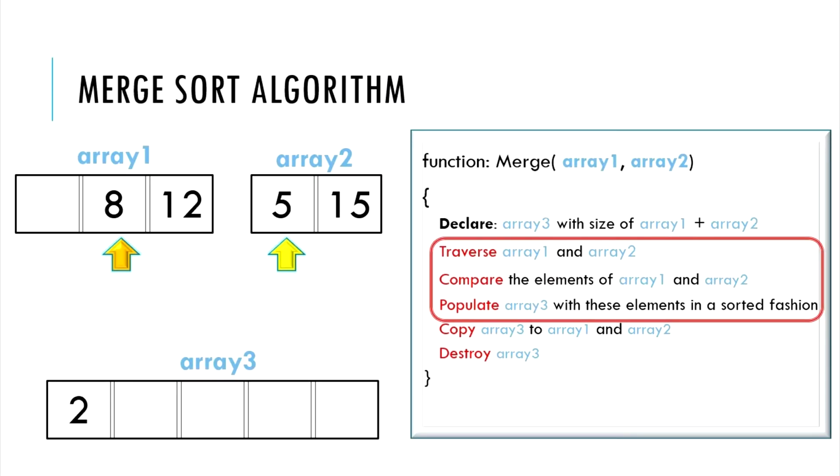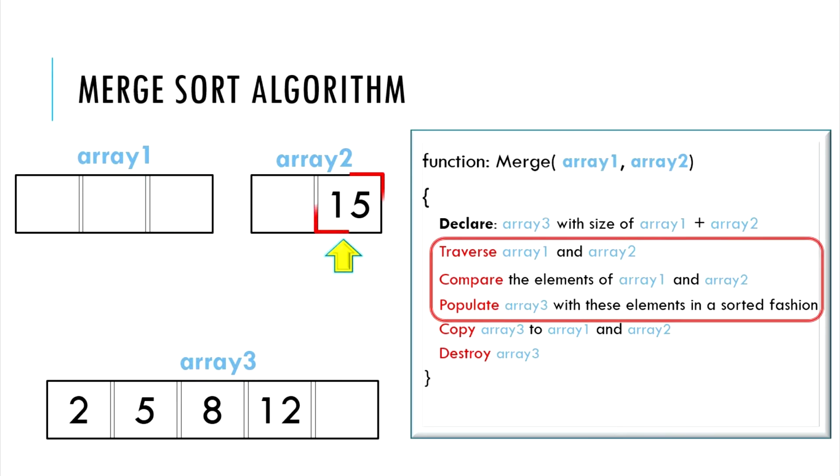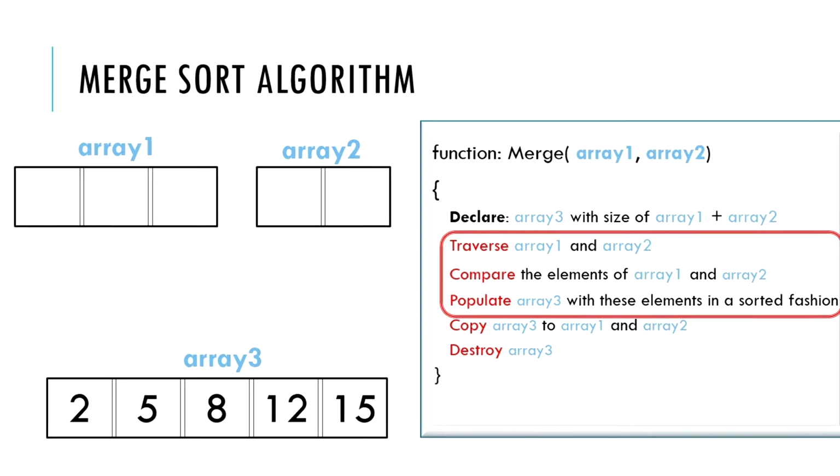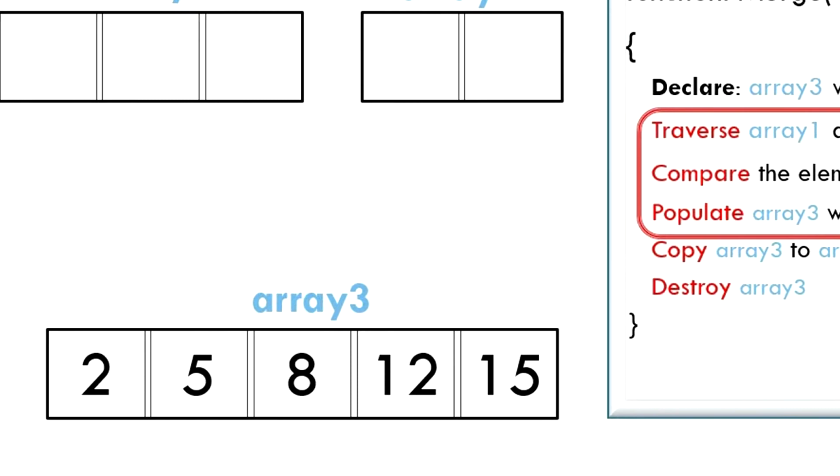Then, we compare the next element in array 1 with the first element in array 2. Obviously, 5 from array 2 is smaller and thus gets copied to array 3. The iterator in array 3 moves on. Now, the comparison is between 8 and 15. 8 gets copied to array 3, then 12 gets copied. There are no more elements in array 1 to compare. The remaining elements of array 2 get copied to array 3. Thus, array 3 is completely sorted.